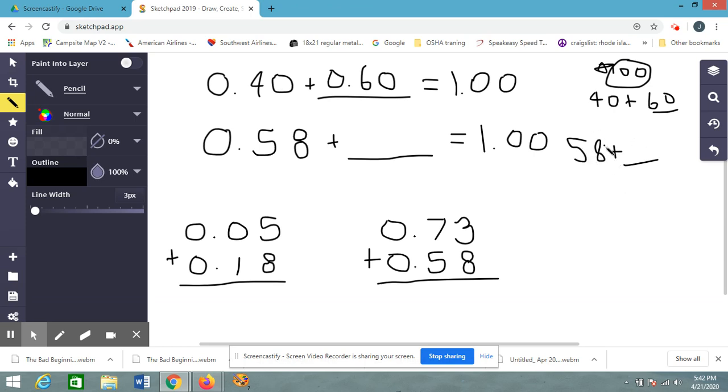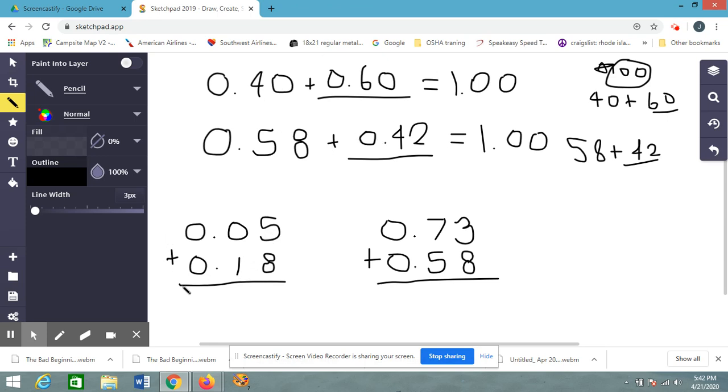And then how many more would I need to get to 100? If I add the 2, that's 60, and then I need 40 to get to 100. So it's like 42. Or when it's hundredths, 58 hundredths plus 42 hundredths equals 100 hundredths, or one whole. So that'll be the first part of the work today.